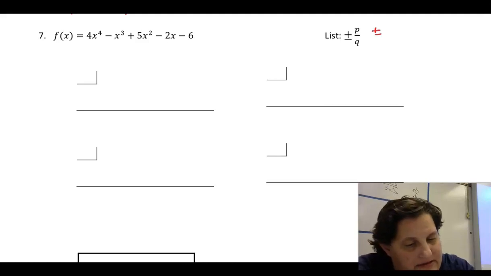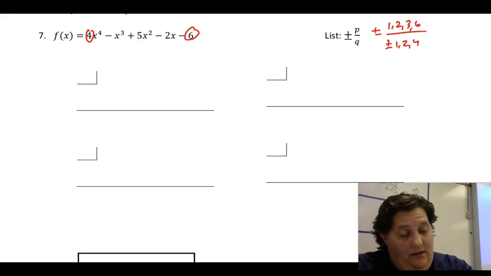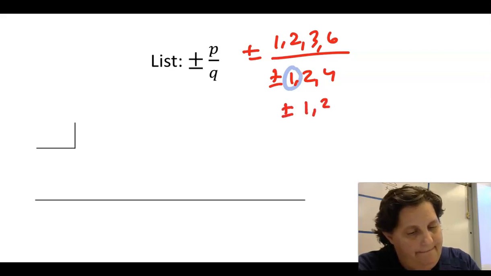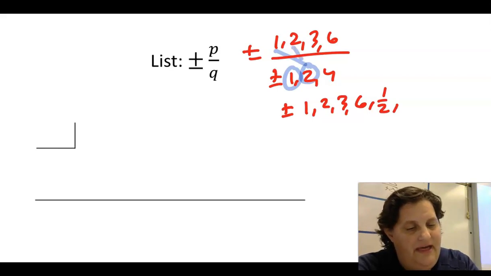Okay, let me go ahead and make my list. Factors of 6 are 1, 2, 3, 6. Factors of 4 are 1, 2, 4. This list is going to be a little bit of a pain here. If I divide everything by 1, that's just 1, 2, 3, 6. If I divide everything by 2, that's 1 over 2. That's 2 over 2, but I don't have to list that again because 2 over 2 is 1. I already got it, so I'm fine. That's 3 over 2, and that's 6 over 2, which is 3, and I've already got that, so I'm not going to list that again either.